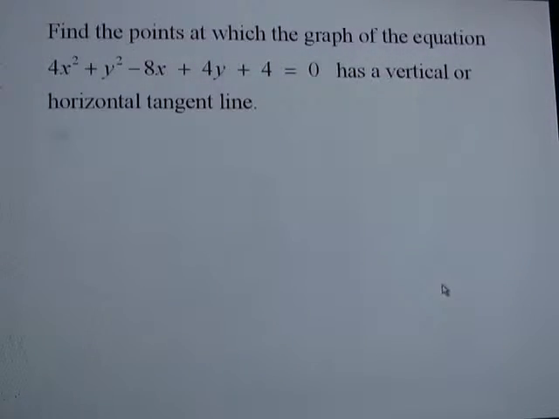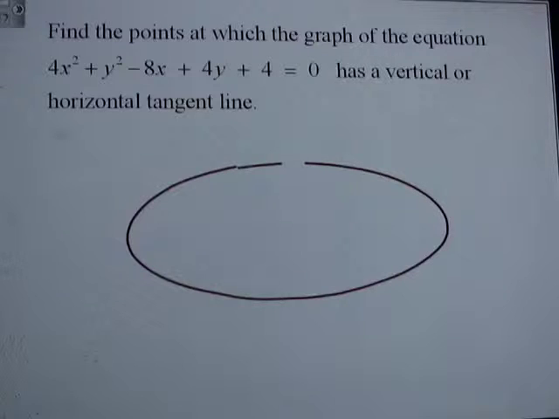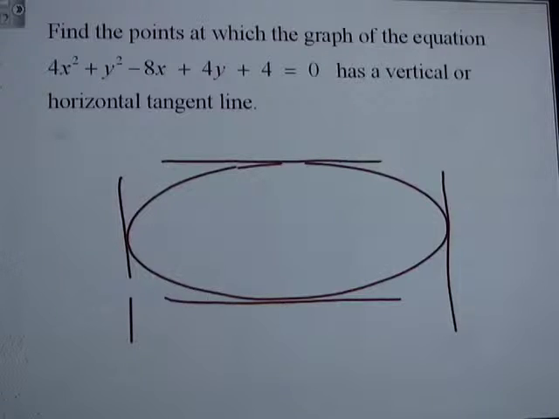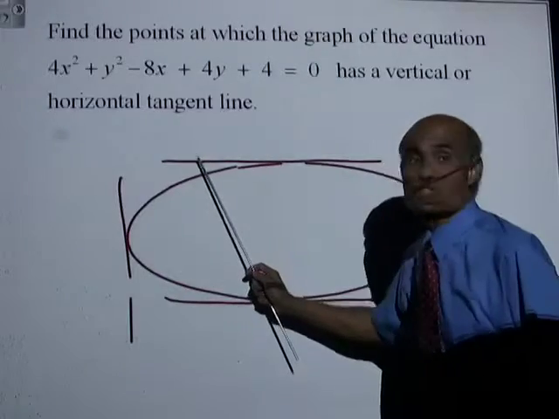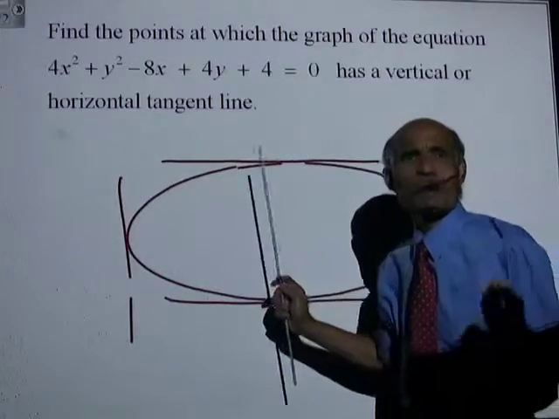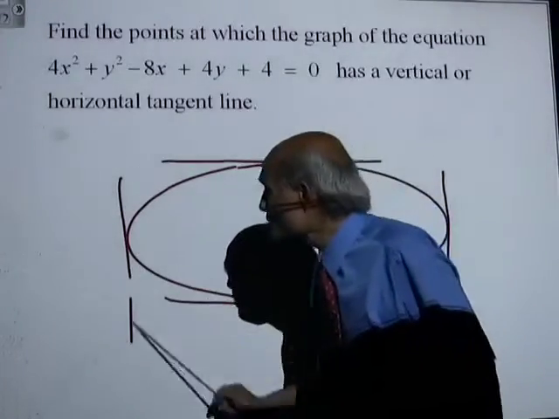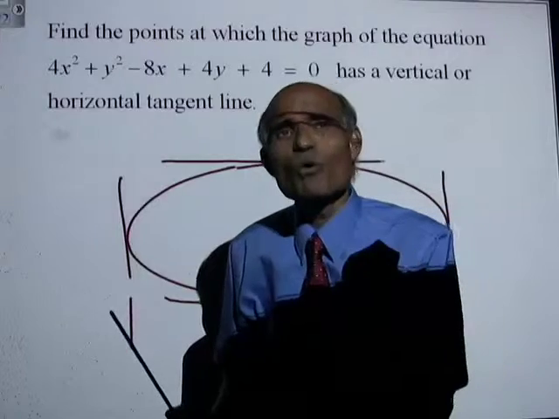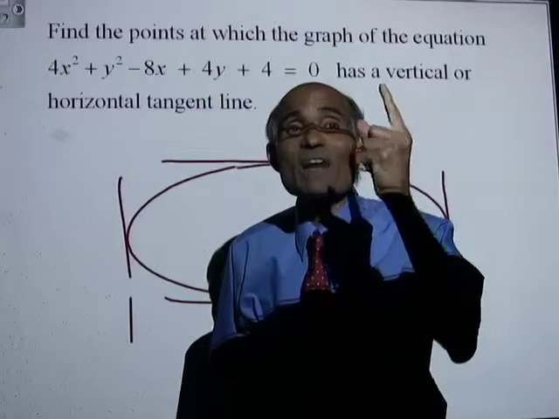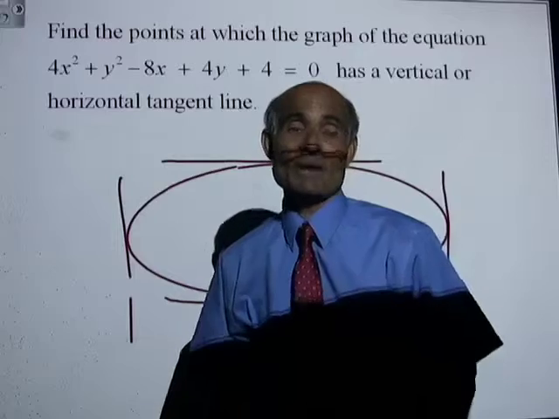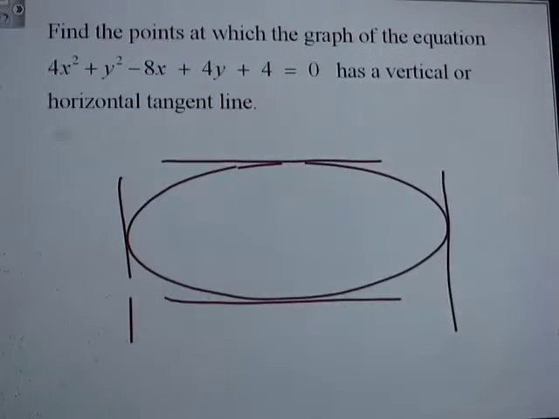Well, now, you see, this equation is most likely in the form of an ellipse. And you can have vertical tangent lines and horizontal tangent lines. Is that right? Well, a horizontal tangent line is characterized by what? Its slope equal to 0. And a vertical tangent line is characterized by what? Its slope is undefined.